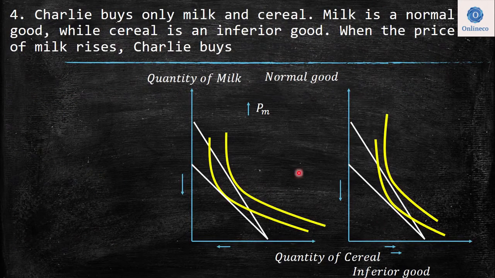The other one: Charlie buys only milk and cereal. Milk is a normal good, while cereal is an inferior good. When the price of milk rises, Charlie buys. So it is important to think about this here. We have two goods, the quantity of milk and the quantity of cereal. We know that milk is a normal good. It means that when the price goes up, the consumption goes down.